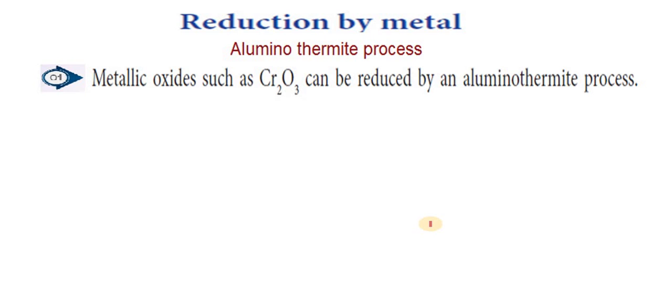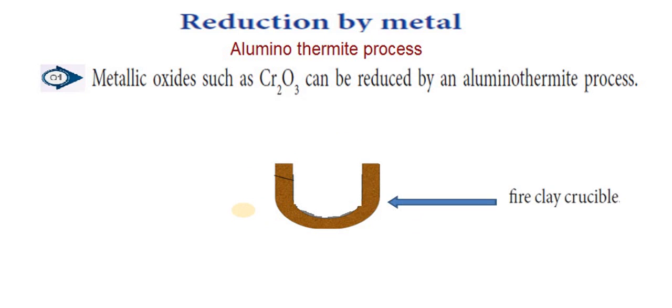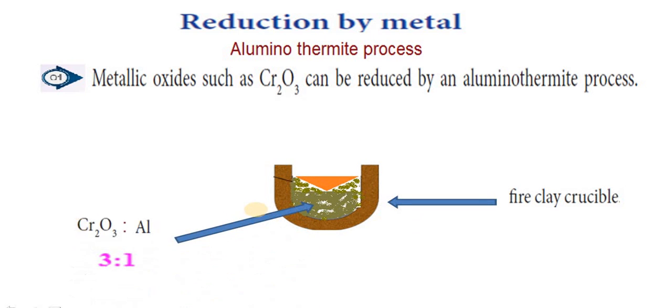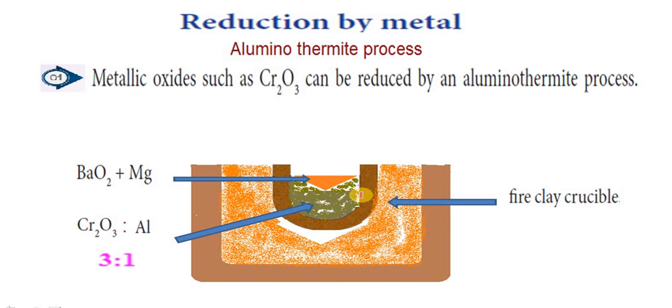This can be understood by using the diagram. This is known as a fire clay crucible. In this fire clay crucible, you take chromic oxide and aluminium powder. The ratio is 3:1. Here, above the mixture, take the ignition mixture, which is barium peroxide and magnesium powder. The entire setup is kept inside another fire clay bath containing sand. Then immerse a magnesium ribbon which is used to ignite the ignition mixture.